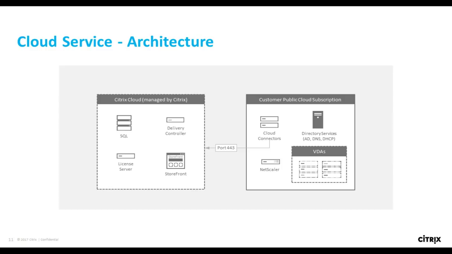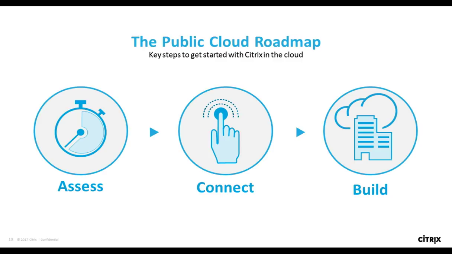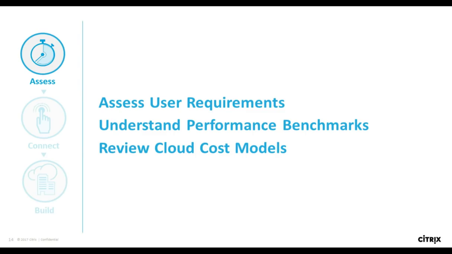So after talking through a few of these separate models, really the next question gets into, okay, how do we make Citrix on a public cloud a reality? How do we go through the process, say you're starting from scratch, or for instance, there are other departments within your organization who've adopted cloud and now you're starting to go through their policies and understand, okay, how do we reuse Citrix within these policies? Are there things we need to consider? What do we need to change? I like to really break this down into three separate phases: assess, connect, and build.